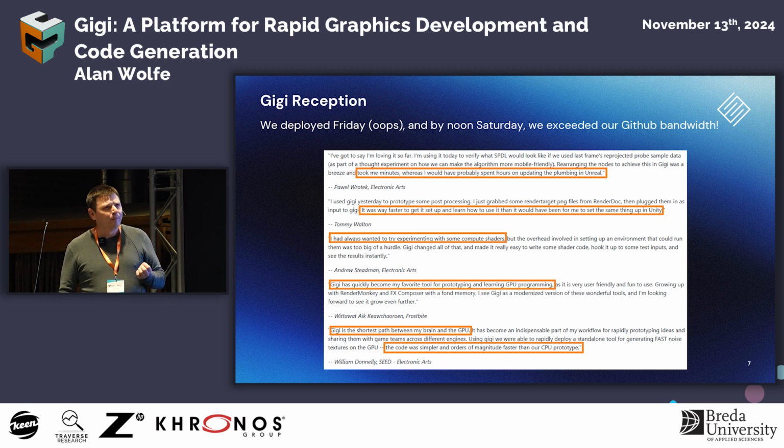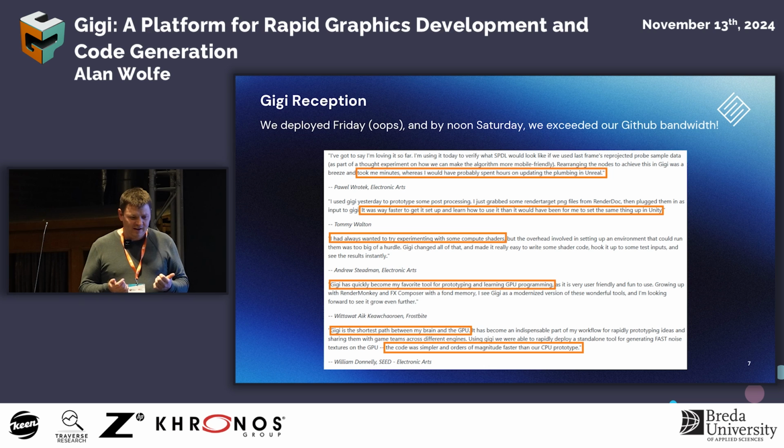And we had a CPU implementation of what actually made our noise textures. And he decided to try implementing it in Gigi and then generating code after the fact. And he says that the code was simpler and orders of magnitude faster than the CPU prototype, because yeah, when you wrote it in Gigi, it also went onto the GPU.